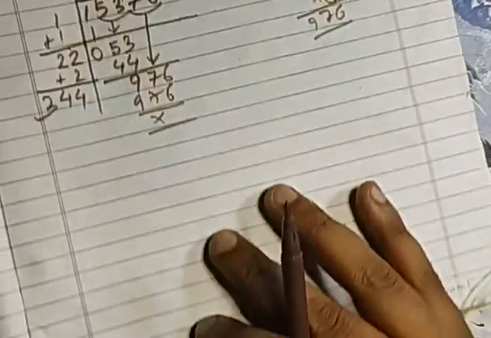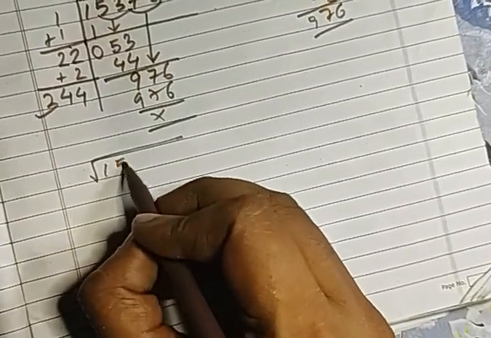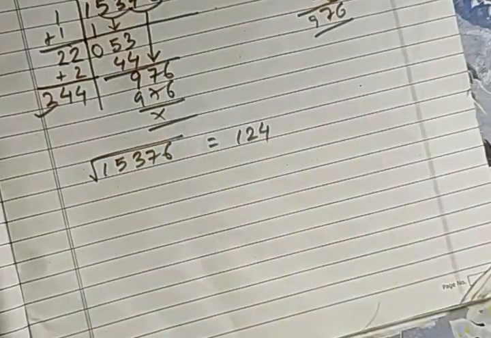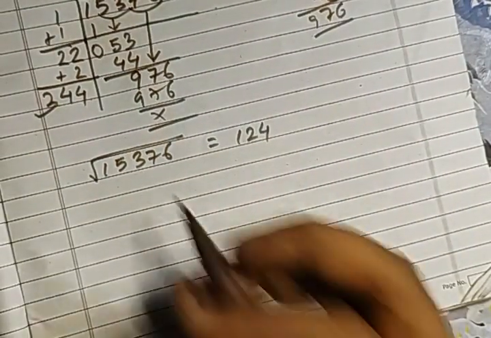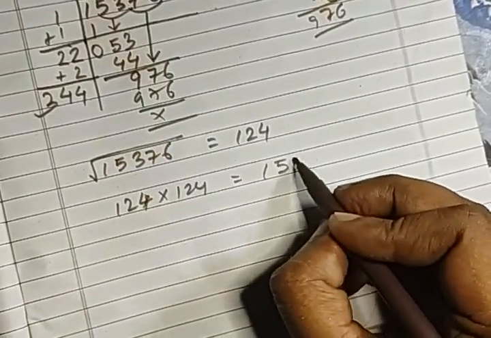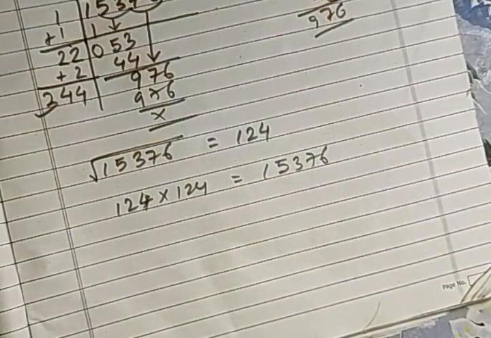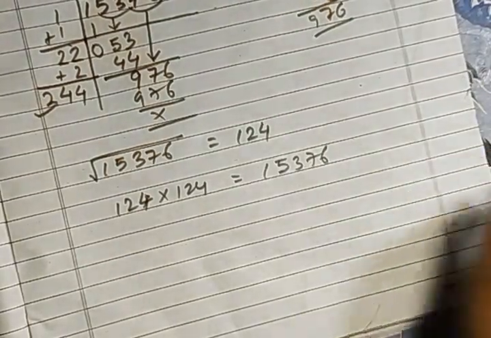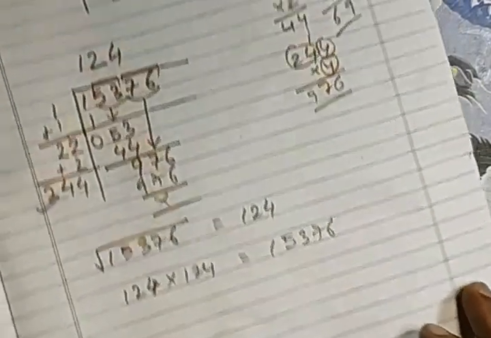So ultimately what we are getting is that the root of 15376 is equal to 124. Okay, means 124 into 124, if we do that, we will get 15376. Is it clear to you? So in this way we are finding out the things. Okay, now how to do it for decimal numbers? Let us see.